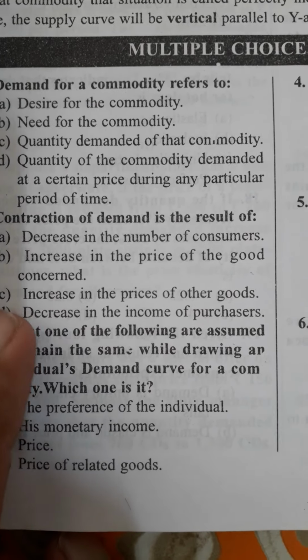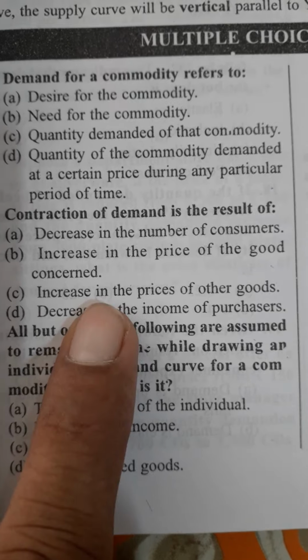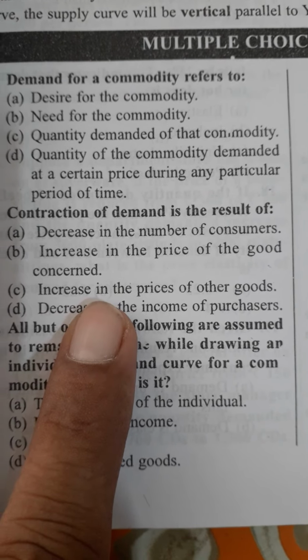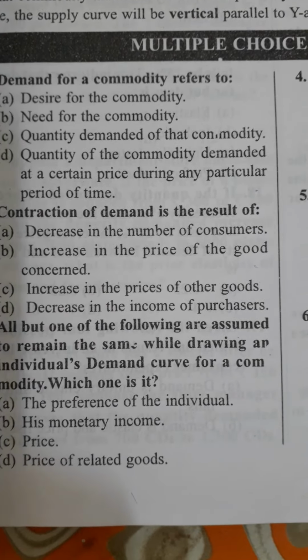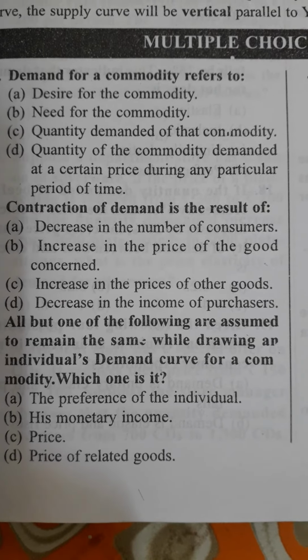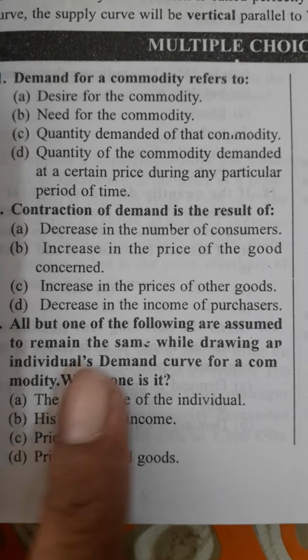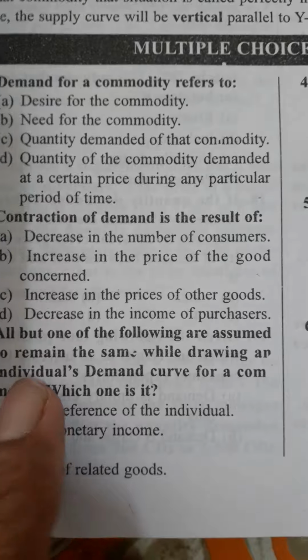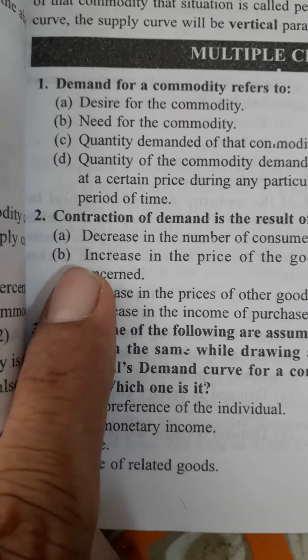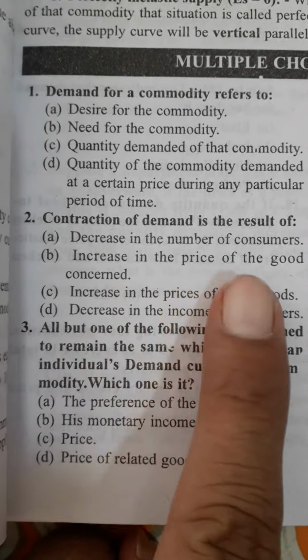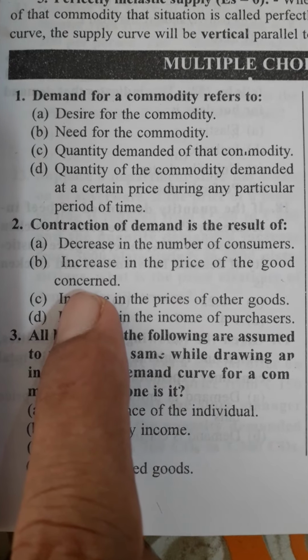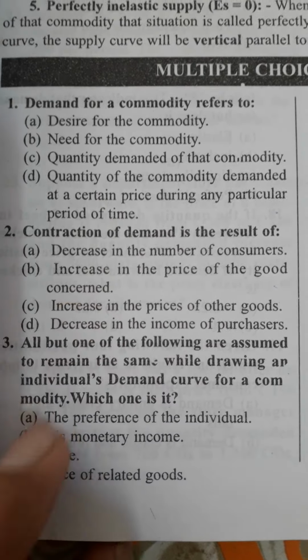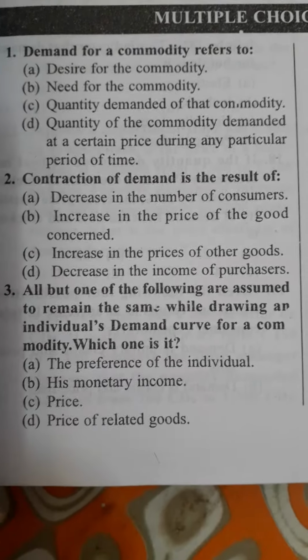And in case of option C also, increase in price of other goods, there will be increase in the demand. So in that case, the demand curve will shift to the right side. Okay, so here the best option is option B, increase in the price of the same good, or the price of the good concerned, that would result in contraction of demand. Let's see the other question.